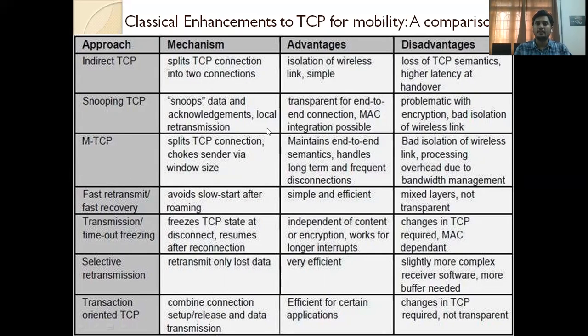Why classical enhancements of TCP? Because classical TCP is not suitable for wireless communication technology. It is suitable for wired communication technology, but not for wireless. For that purpose, we use some improved techniques in classical TCP. Those approaches are: indirect TCP, snooping TCP, mobile TCP, fast recovery and retransmission, transmission and timeout freezing, selective retransmission, and transaction-oriented TCP. These are the most important ones.